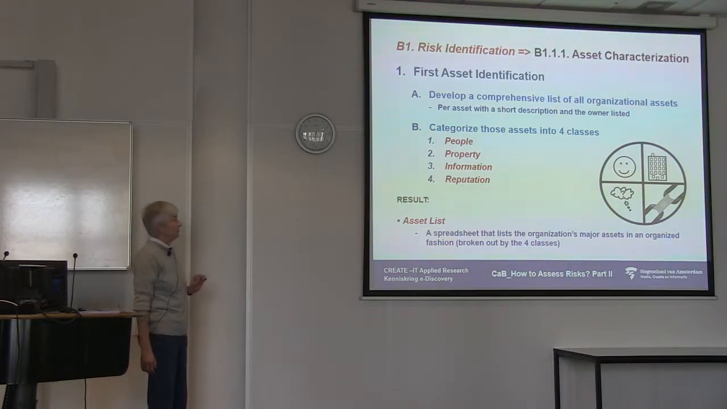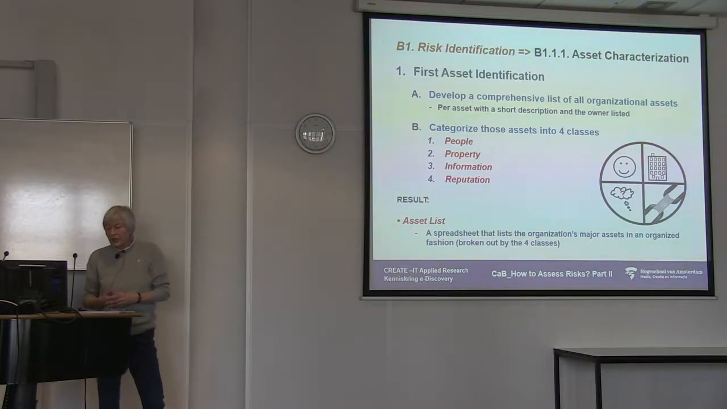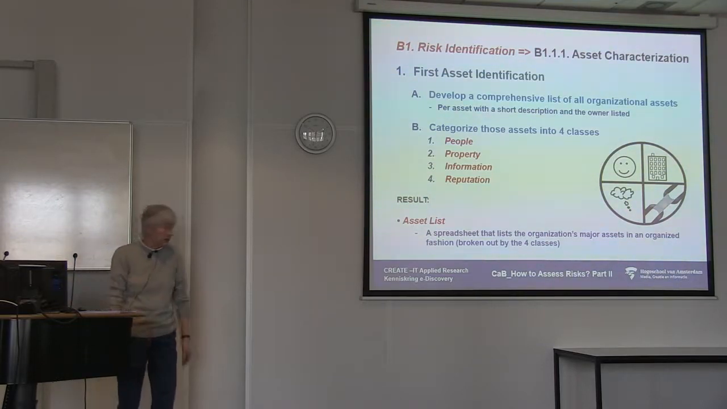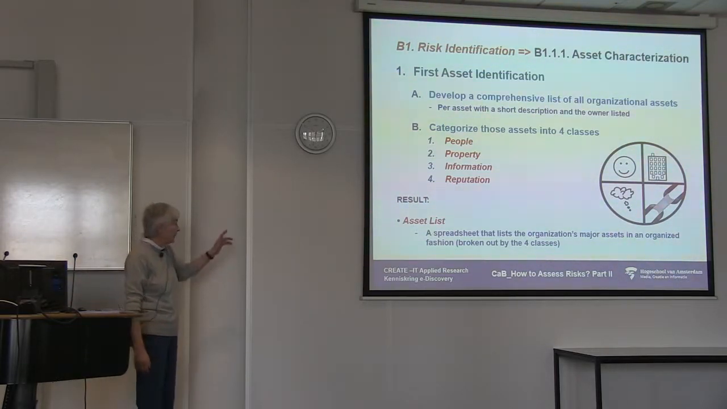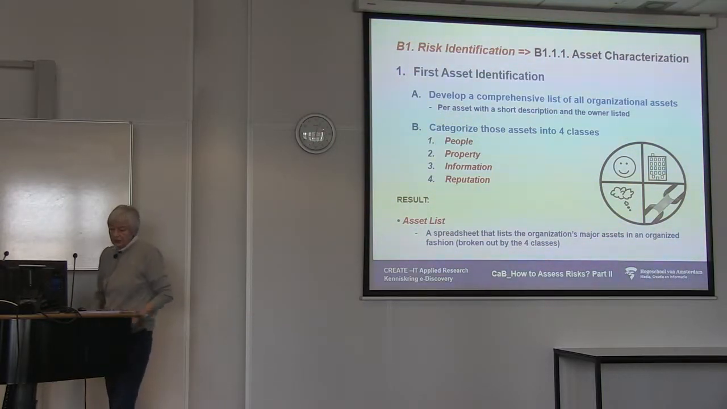When you have finished your asset identification, your result will be an asset list. That's a spreadsheet. That's the best way to do it, because you can manipulate the spreadsheet later on when we do a risk analysis. An asset list is a spreadsheet that lists the organization's major assets in an organized fashion. So we are going to group the assets per class.